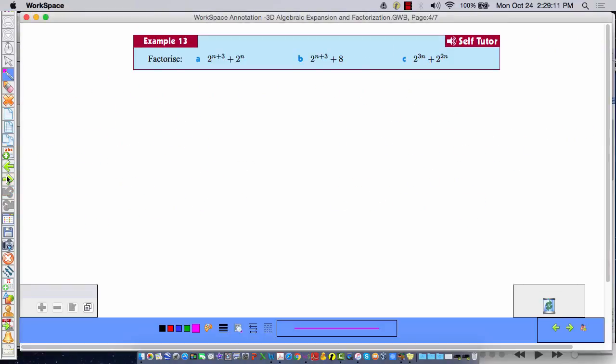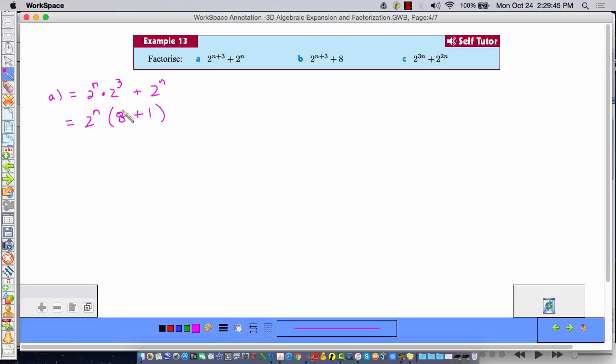Okay, let's do some more. Factorize. All right. Lots of different things happening here. So it might be easier if you realize that 2 to the n plus 3 is really 2 to the n multiplied by 2 cubed, plus 2 to the n. Now when factorizing, if it's not a quadratic or in the form of a quadratic, I'm just looking to factor something out from each term. I'm looking for something they have in common. And in this case, you can see they have 2 to the n in common.